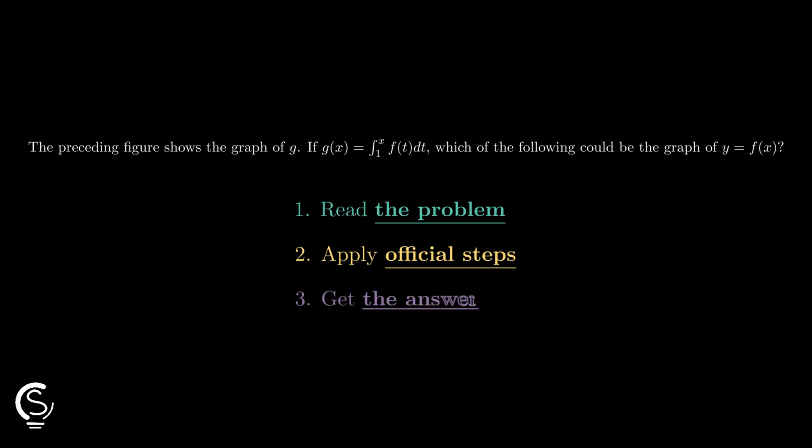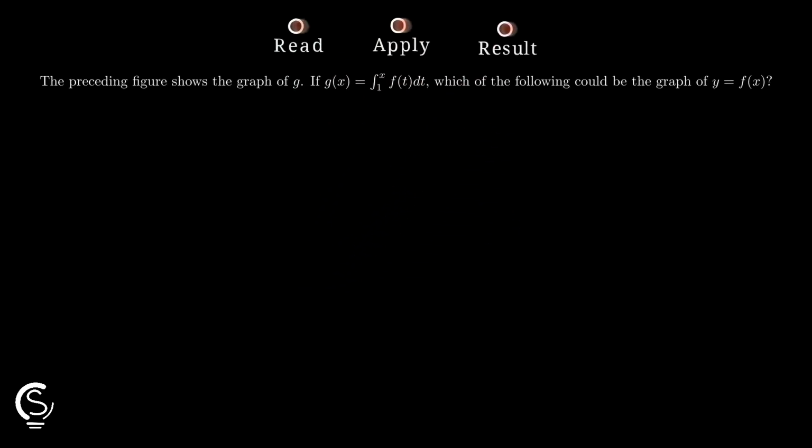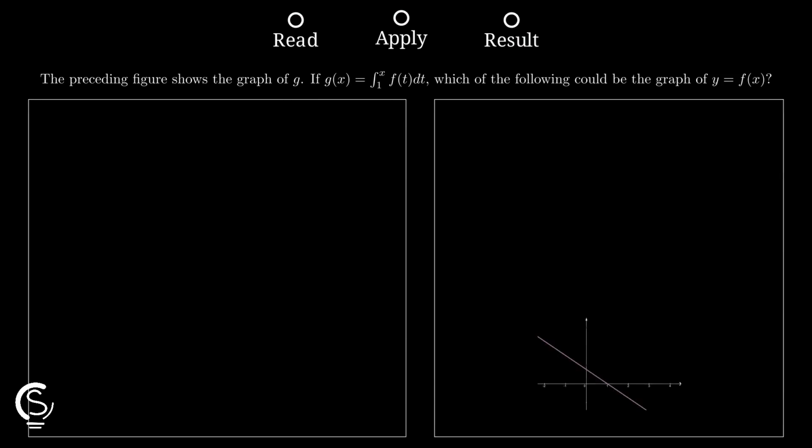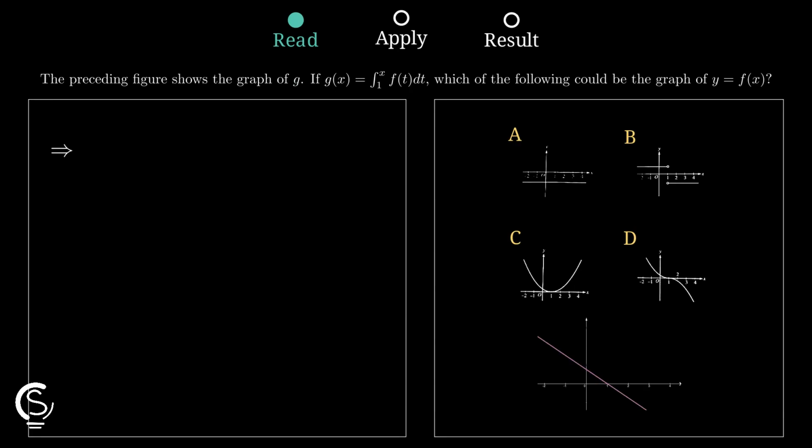Let's level up. Calculus problems like this are fast once you see the trick. We will find the derivative of this integral function right now. First, apply the fundamental theorem of calculus. This tells us the derivative of the integral of f is the function f itself, so g prime equals f.